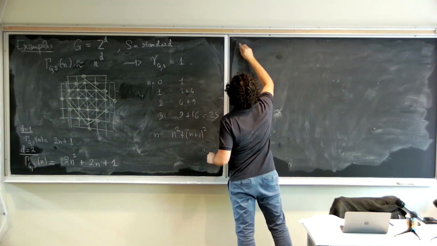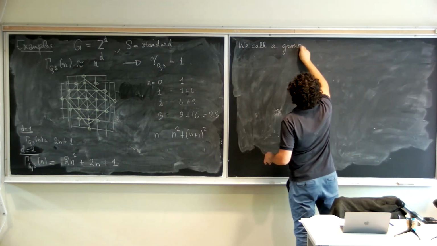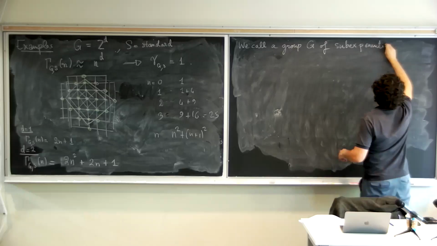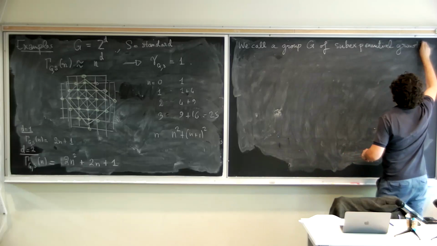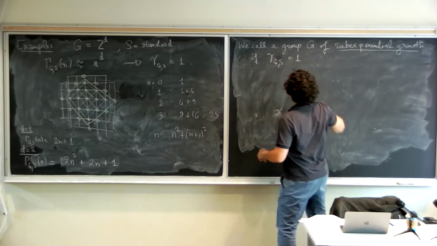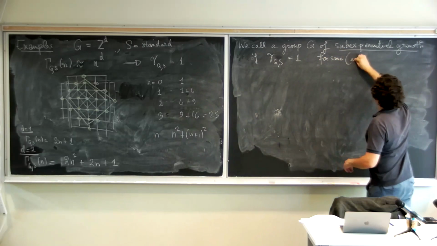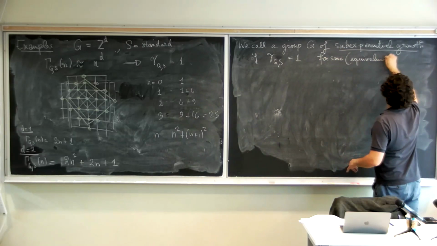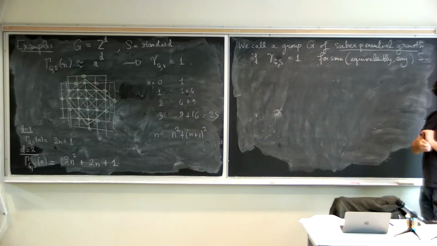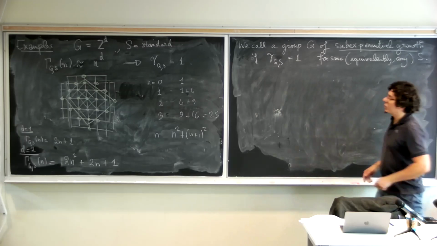So of course, we call a group G of sub-exponential growth if gamma of G, S equals 1 for some, but in fact, equivalently, any S. This is also called a group of polynomial growth.